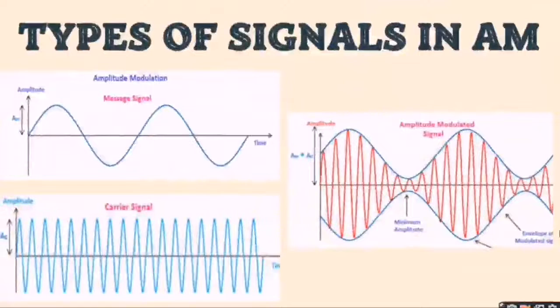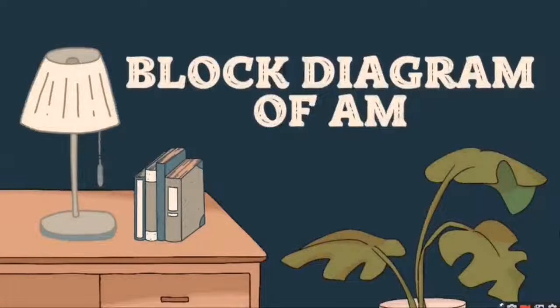These are the types of signal in amplitude modulation. First, message signal, and the second one is carrier signal. If we mix these two signals, it will produce amplitude modulated signal. Okay, the next one is block of amplitude modulation.